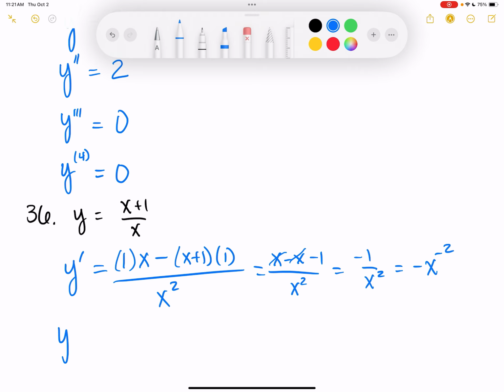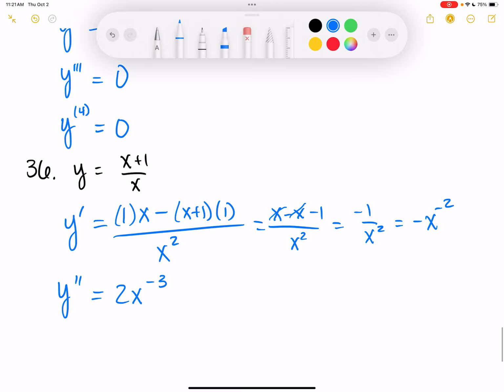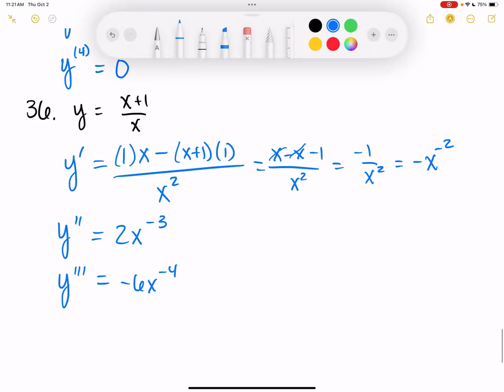So y double prime then would just be the derivative of negative x to the negative 2, which would be what? 2x to the negative 3. Yep, 2x to the negative 3. Y triple prime would be what? Negative 6x to the negative 4. Yep. And the fourth derivative, 24x to the negative 5.